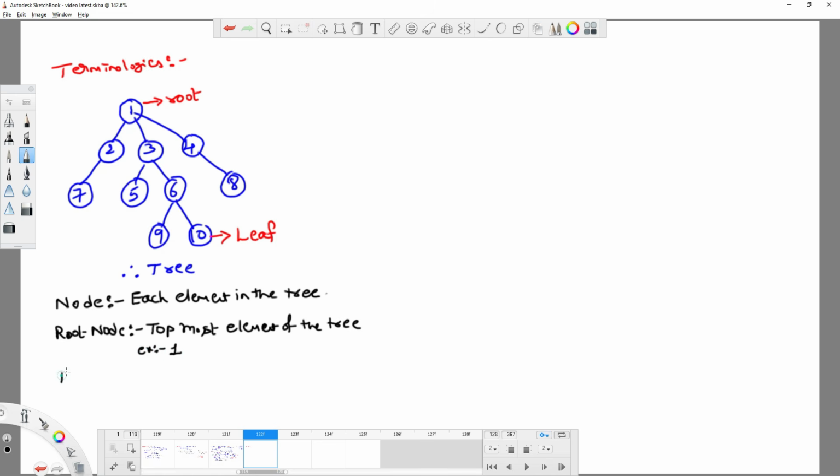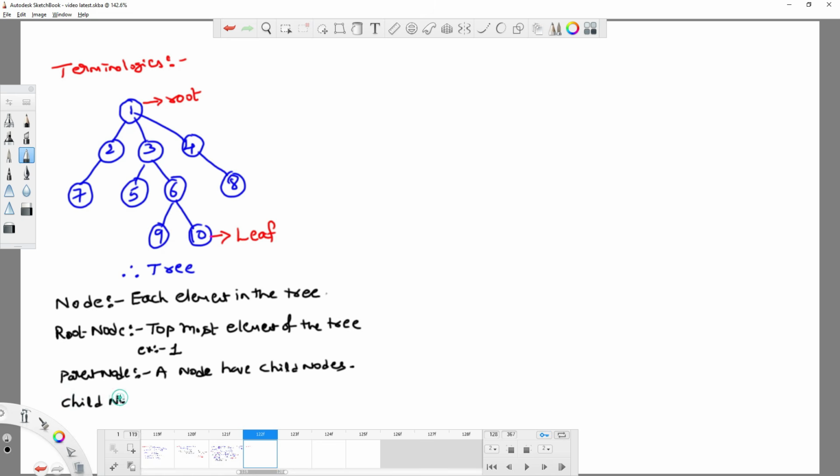Similarly, parent node. What is a parent node? You can define it in a variety of ways. If a node has child nodes, we can call it a parent node. What is a child node then?